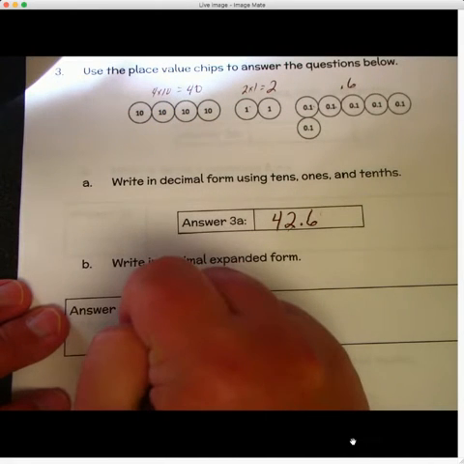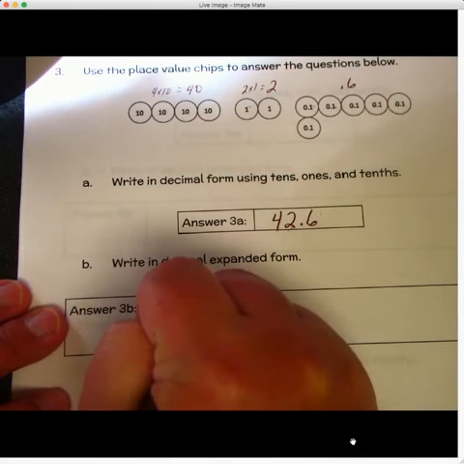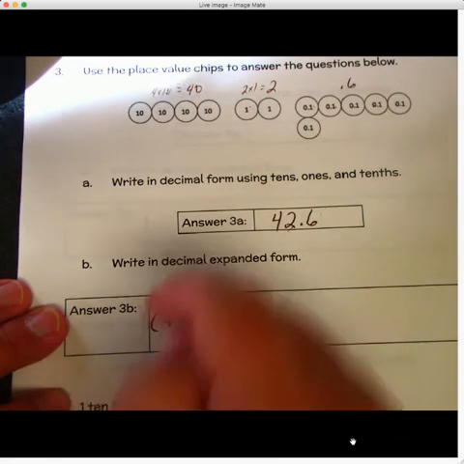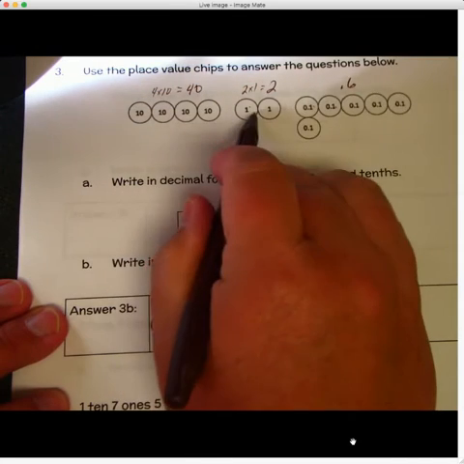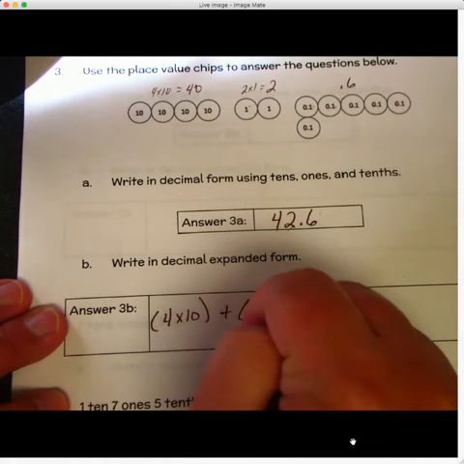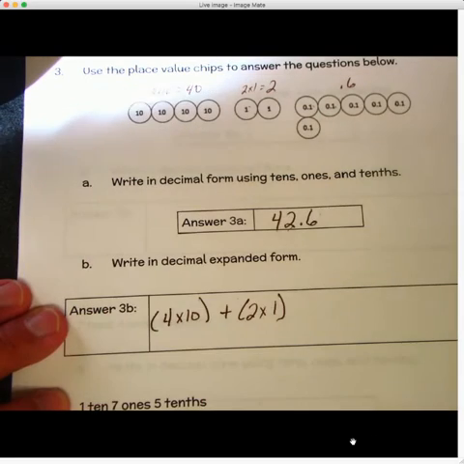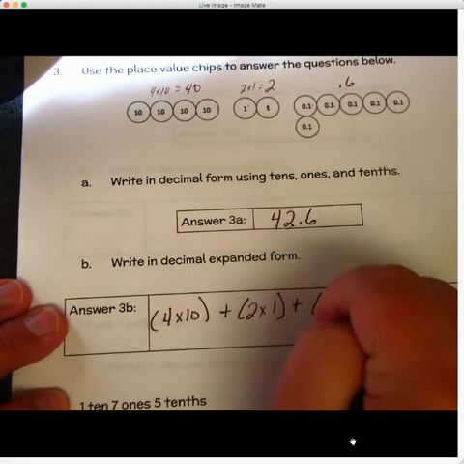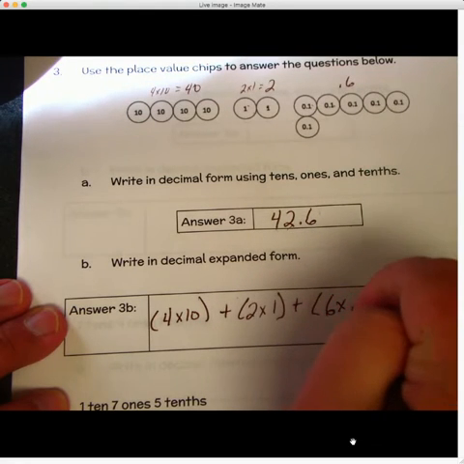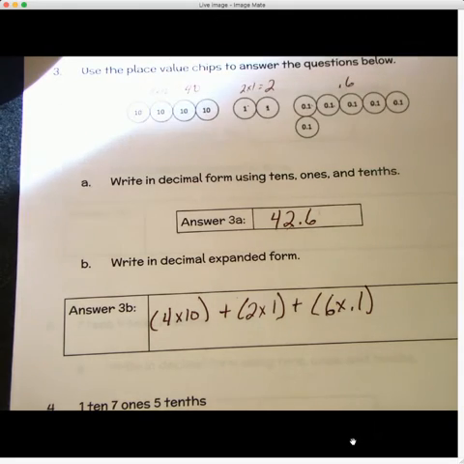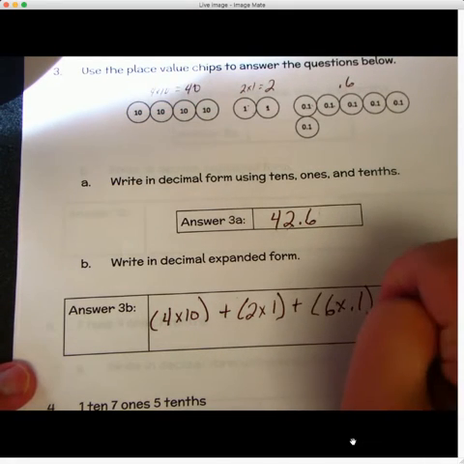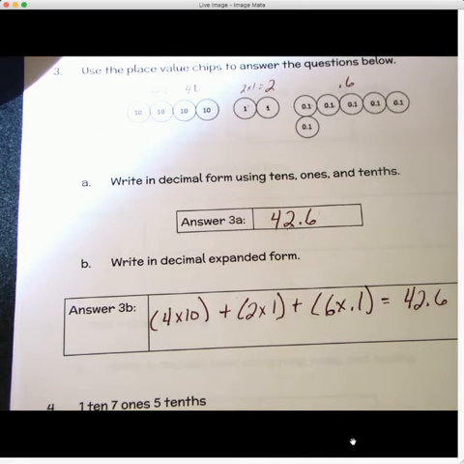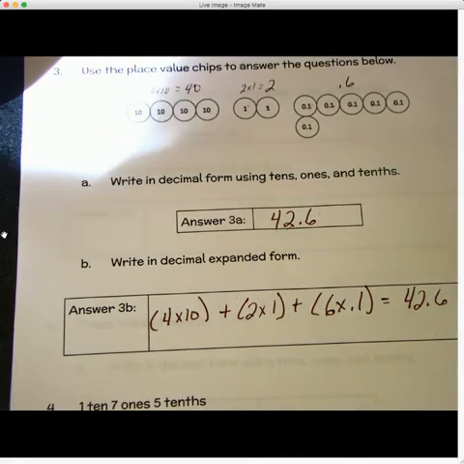So we're going to write these in parentheses. 4 times 10, we have 4 tens, plus 2 times 1, we have 2 ones, plus, how many tenths do we have? 6 times the tenth, okay, equals 42.6.